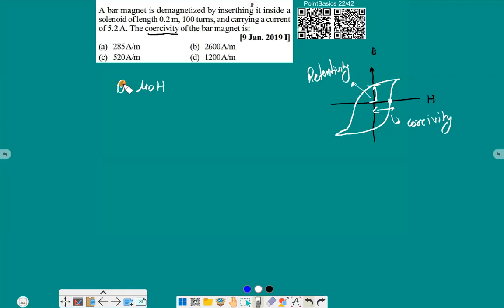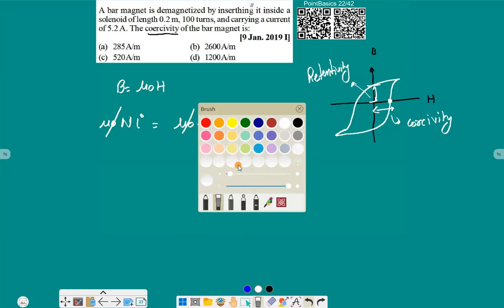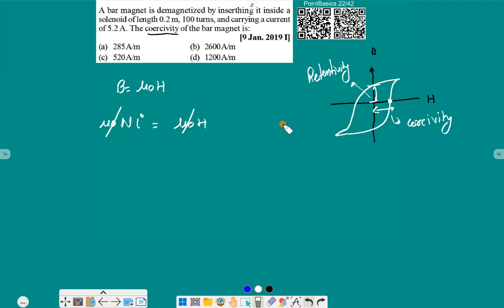The value of B can be calculated as B is produced by the solenoid, and for a solenoid we know that B is equal to mu naught n I, which is equal to mu naught H. Mu naught gets cancelled. Here it is small n, sorry, I wrote it capital N. The difference between capital N and small n is that capital N is the number of turns, while small n is the number of turns per unit length. In case of magnetic field, you use small n.